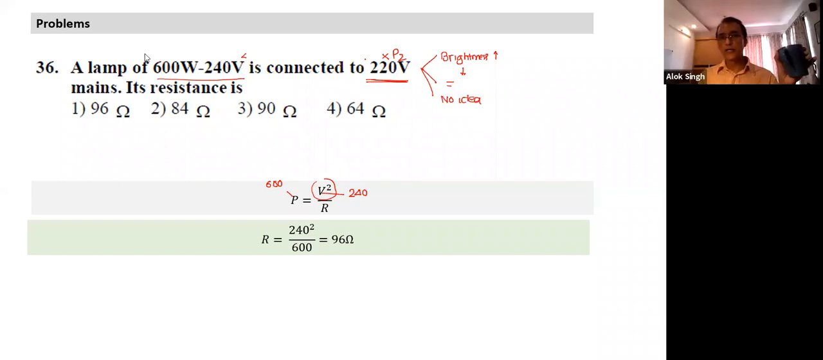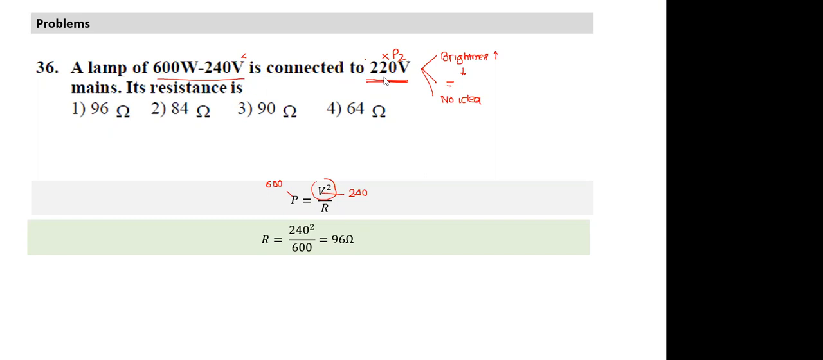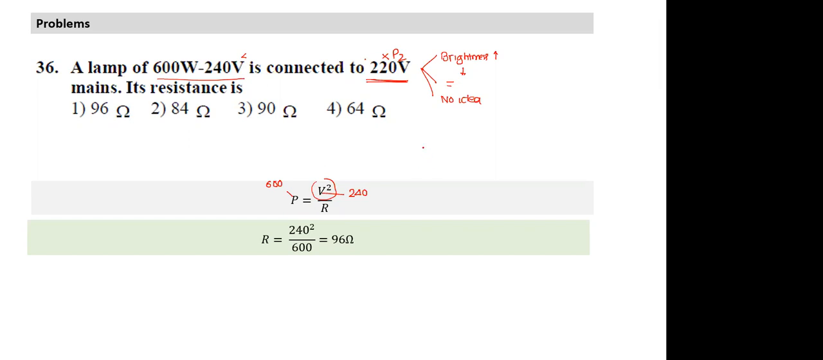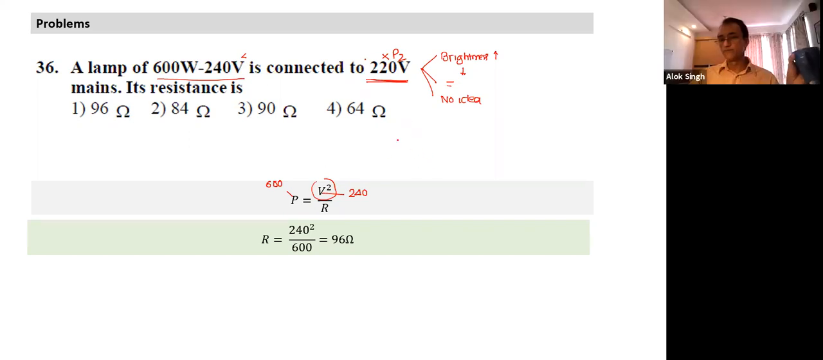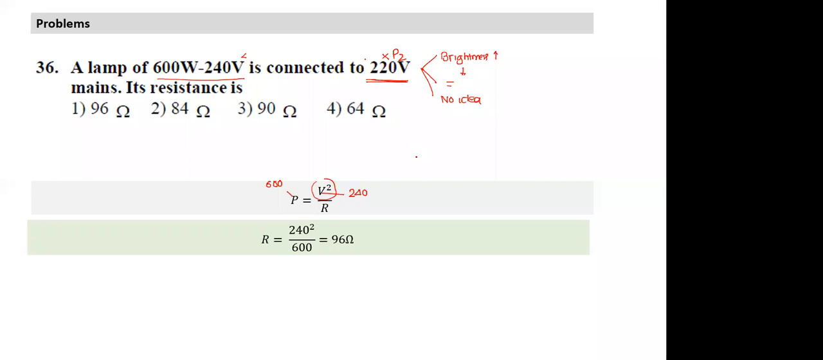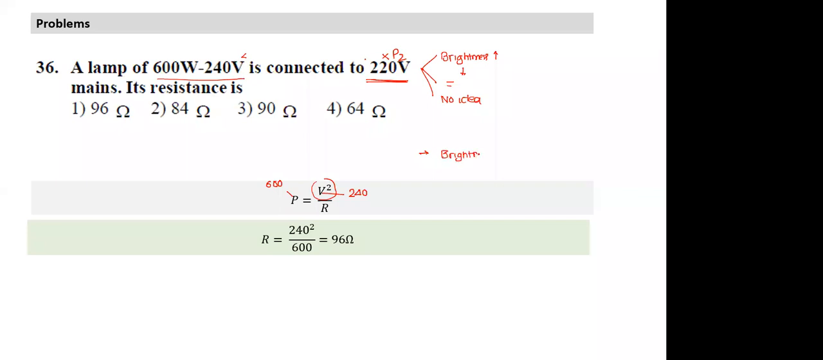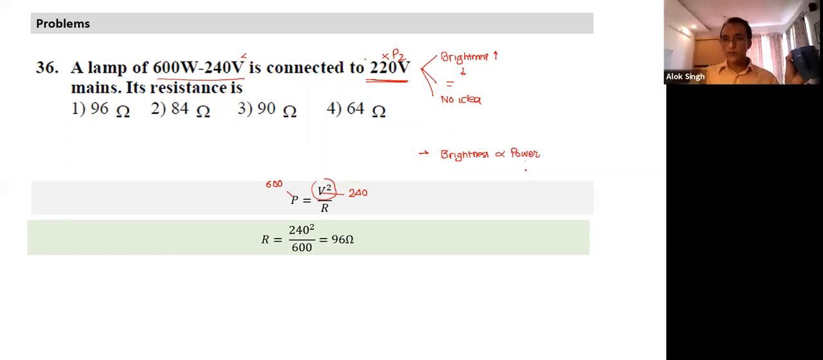This is the power rating of the bulb which you get in the market. If I connect across 220 volts, what will happen to its brightness? It will decrease. Very good, that is the correct answer. Why? Less power is consumed. Very good. So the assumption we are making is that the brightness of the bulb is proportional to power consumption. If power consumption goes down, the brightness also goes down in the same proportion.